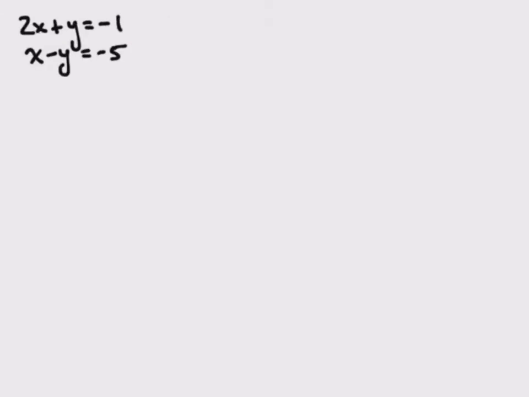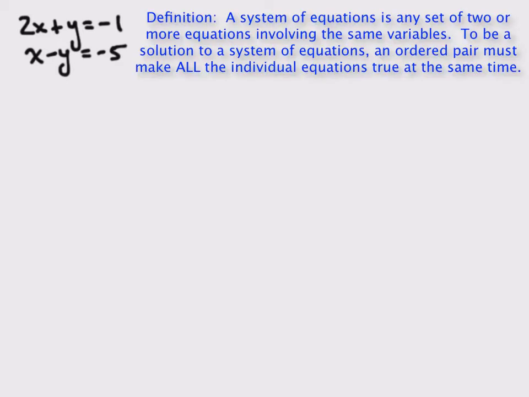Now we're going to start solving systems of equations. First, let's define what a system of equations is. A system of equations is any set of two or more equations involving the same variables. To be a solution to a system of equations, an ordered pair must make all of the individual equations true at the same time. So here's an example of a system of equations. 2x plus y equals -1, and x minus y equals -5. It's kind of like there's an "and" in between them. Remember, to be a solution, you've got to make both of these true at the same time.